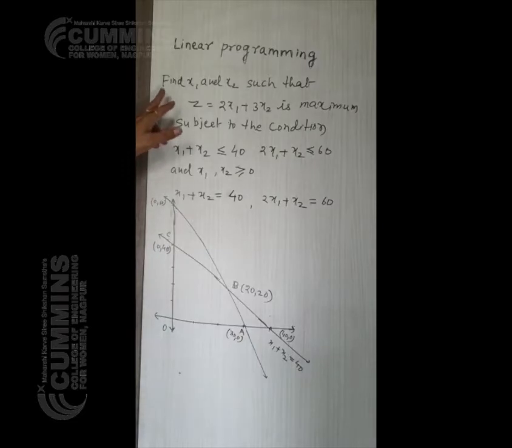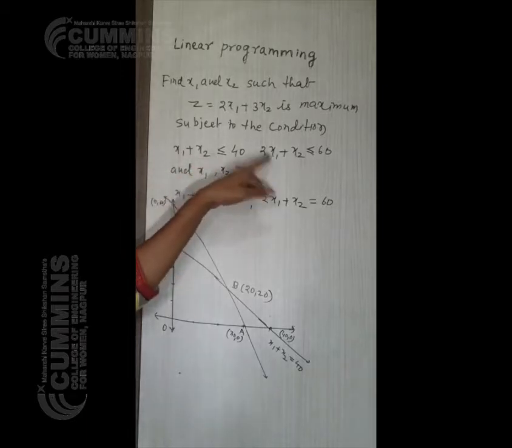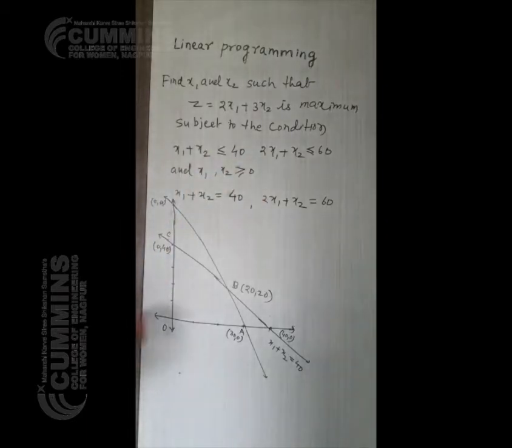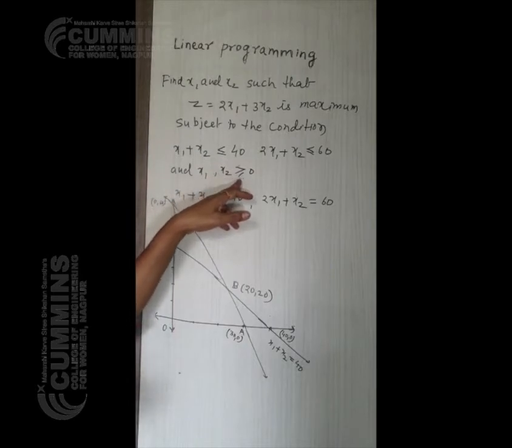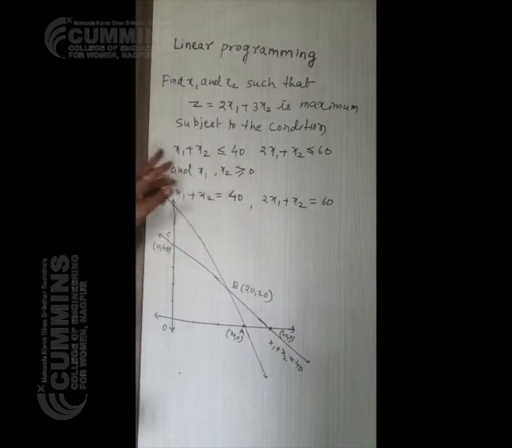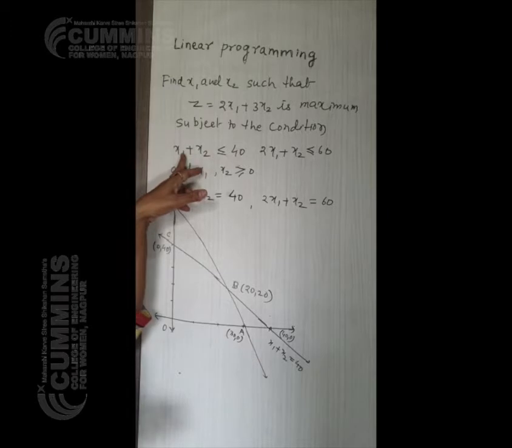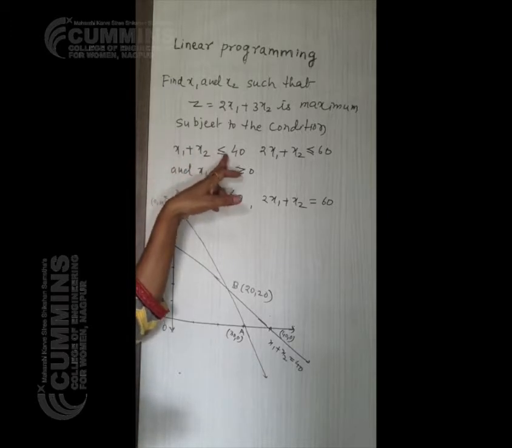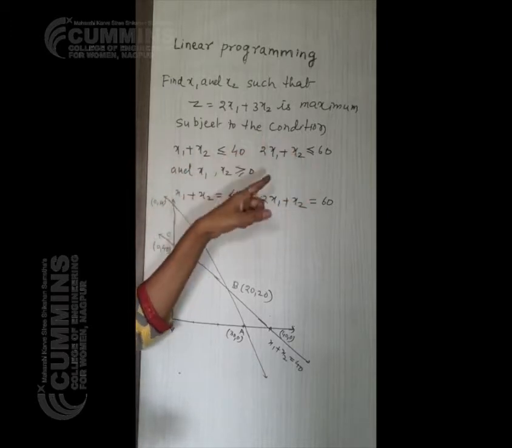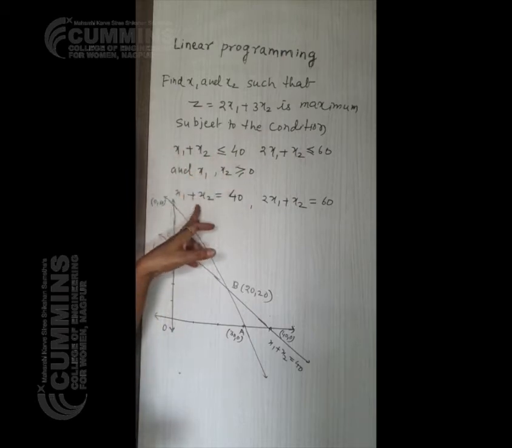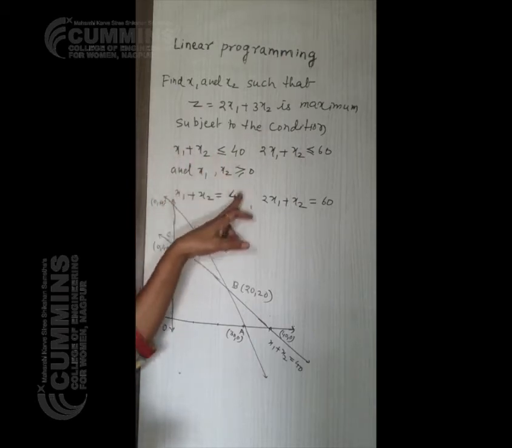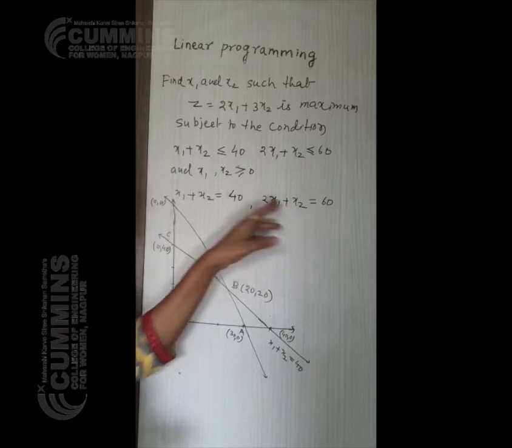The question is like this: find x1 and x2 such that z equal to 2x1 plus 3x2 is maximum, subject to the conditions that x1 plus x2 is less than or equal to 40, 2x1 plus x2 is less than or equal to 60, and x1, x2 greater than 0. Corresponding to these constraints, as I told you, we have to consider the equations x1 plus x2 equal to 40 and 2x1 plus x2 equal to 60.